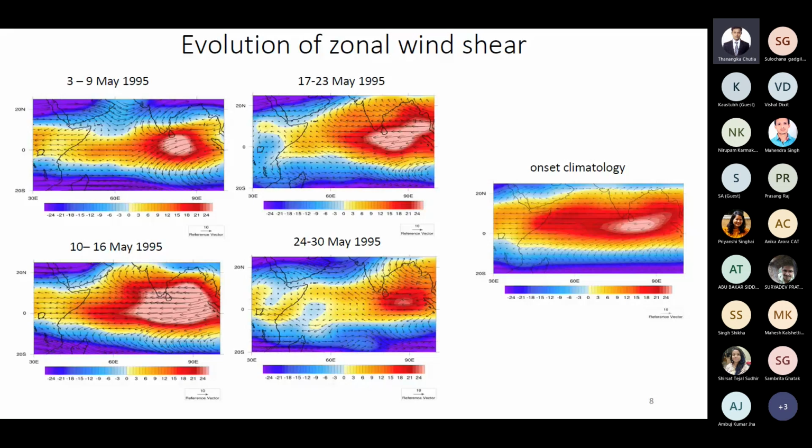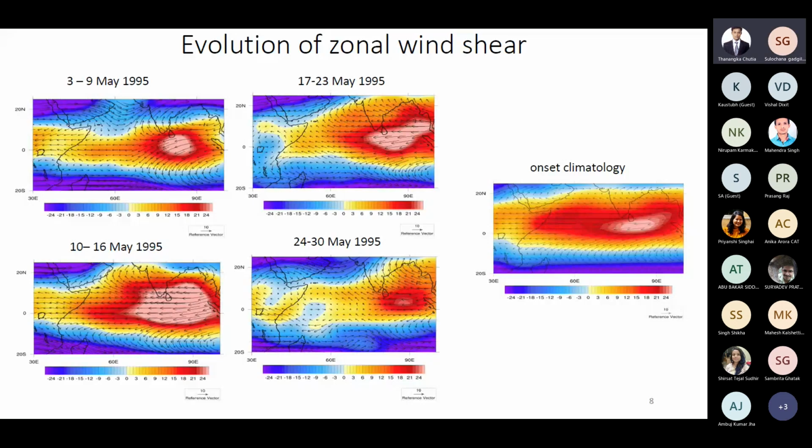And this is the onset climatology. Sorry for this, it's not clearly visible with the winds, but onset looks like this. The onset climatology is also centered at June 1st, and it looks somewhat like this. You have a strong positive wind shear over the whole southern peninsula, and positive wind shear up to almost 20 degrees north. Just keep this in mind. This is what onset climatology looks like.